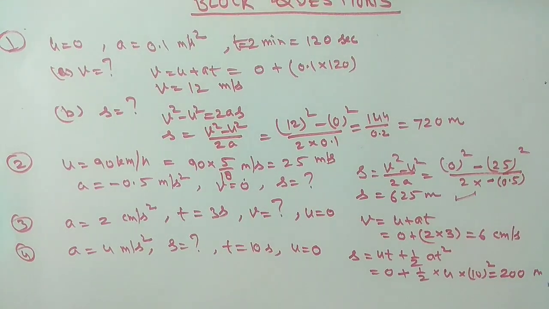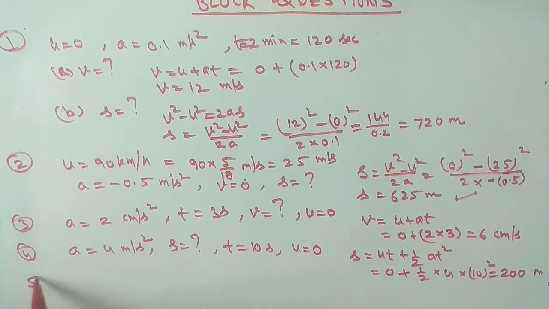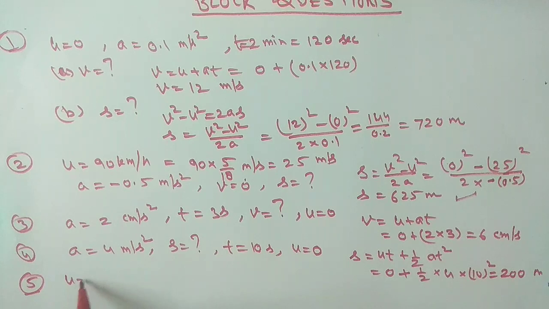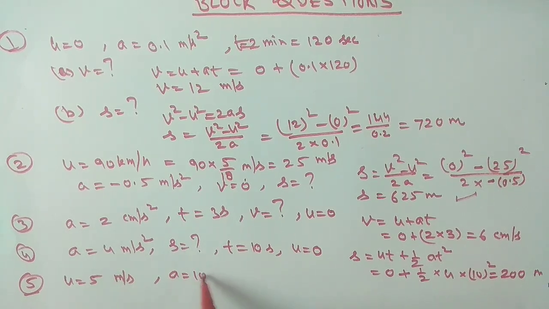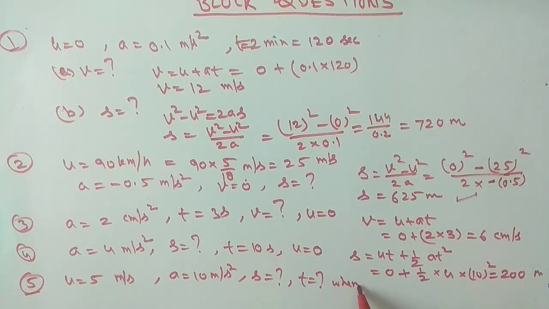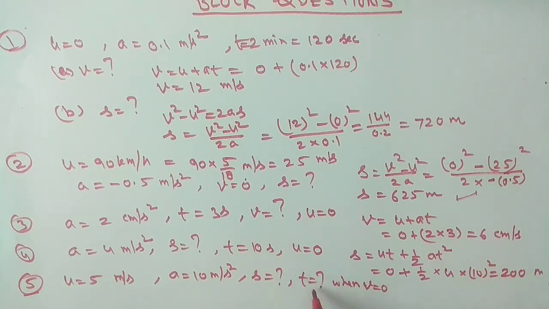Okay, now come to question number 5. In this question number 5, initial velocity is given 5 meter per second. Acceleration is given 10 meter per second square. Displacement you have to find, also time you have to find at the highest point when v is equal to 0. Okay, when the body stopped.